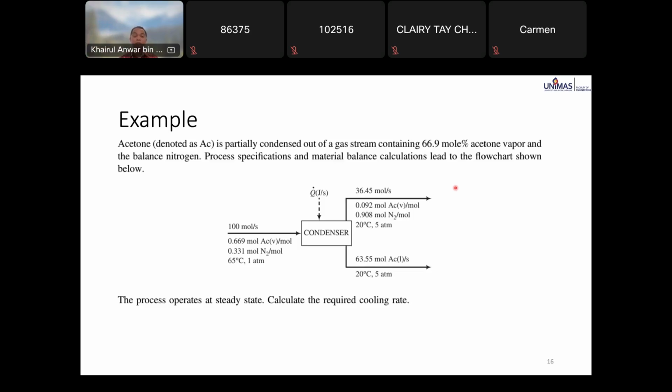Acetone is partially condensed out of a gas stream containing 66.9 mole% acetone vapor and the balance nitrogen. Process specification and material balance calculations lead to the flowchart shown below. So, like this, 100 mole per second goes into the condenser.